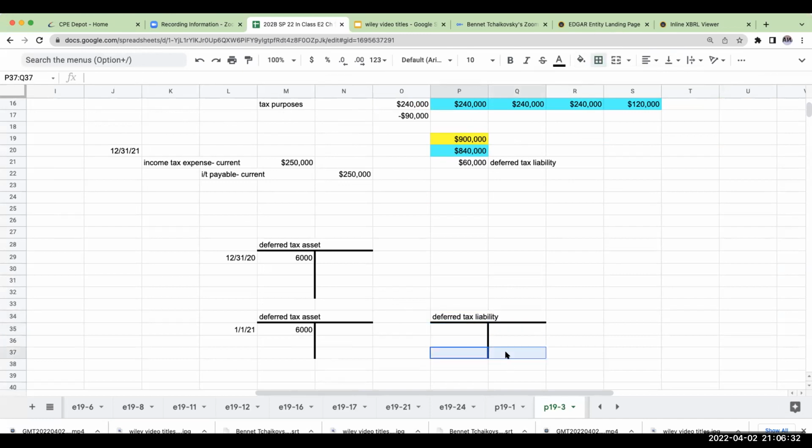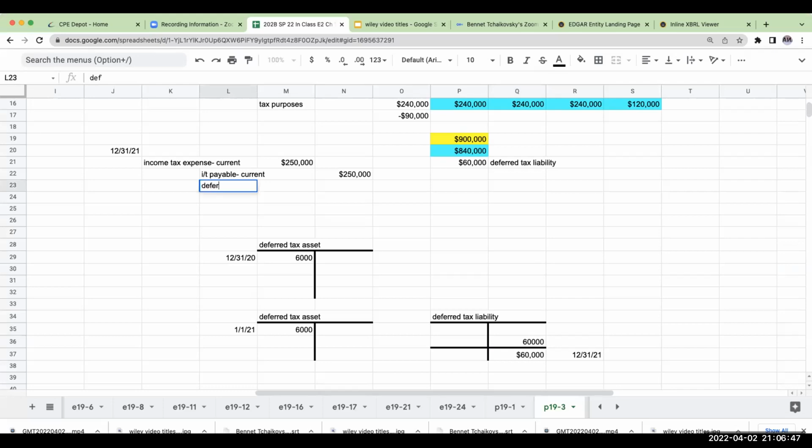Okay, so I know that my ending balance here for 12/31/21 is going to be $60,000, right? But what am I going to have to do to get there? I'm going to be crediting this over here for 60,000.